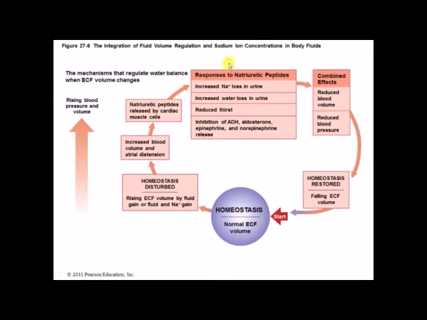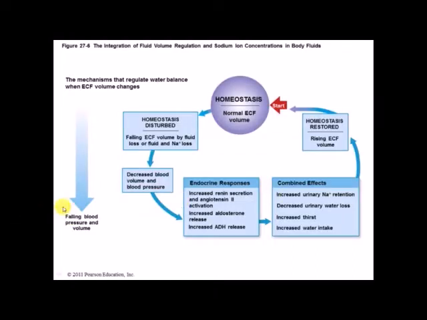So we talked about the natriuretic peptide in the last discussion, but if we look at homeostasis here, we have a rise in our blood pressure and blood volume that takes place either by gaining fluid or by sodium gains. So you're going to have pressure in the arterial, some arterial distension. Those natriuretic peptides are going to be released, so increased sodium loss, increased water loss, decreasing your thirst, and inhibiting everything that would increase fluid within your body.